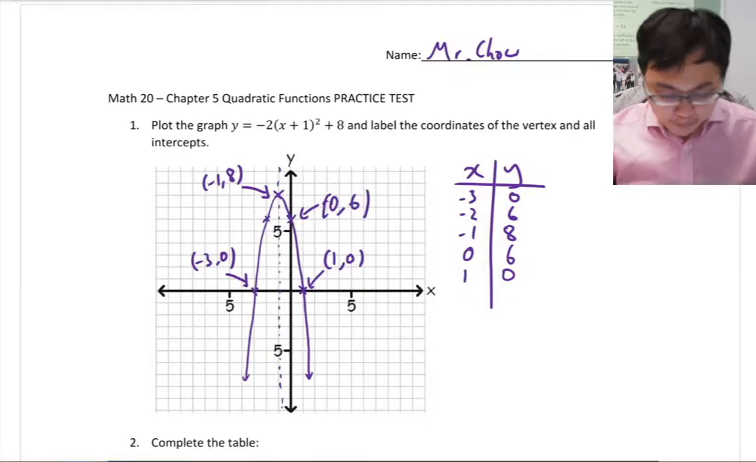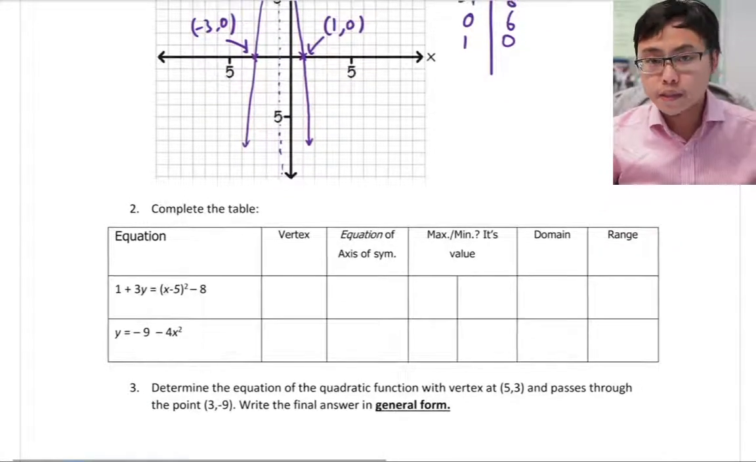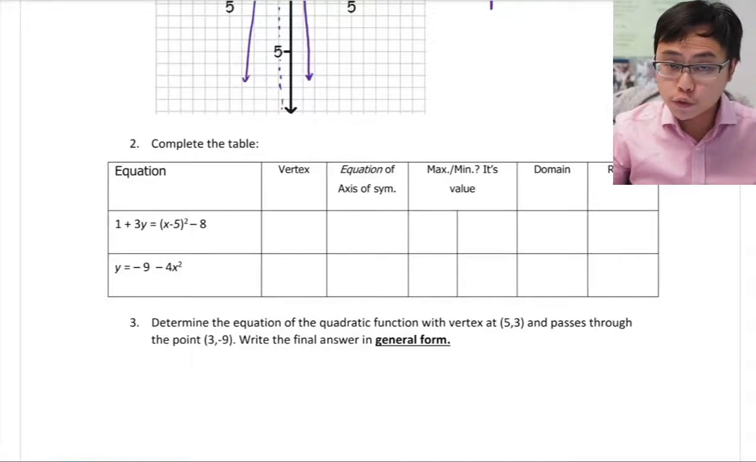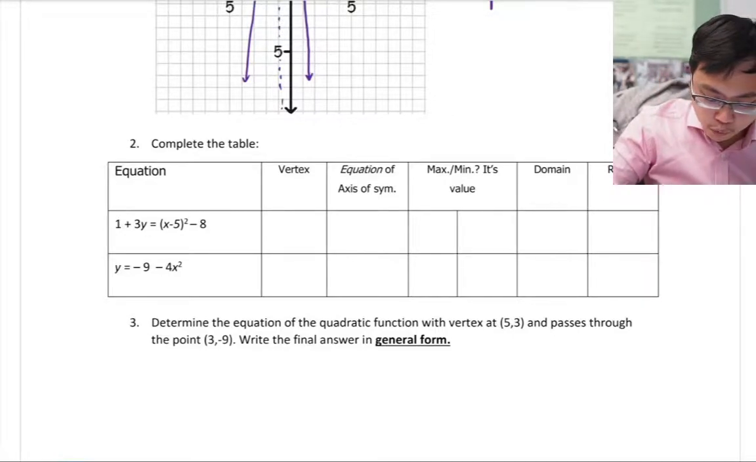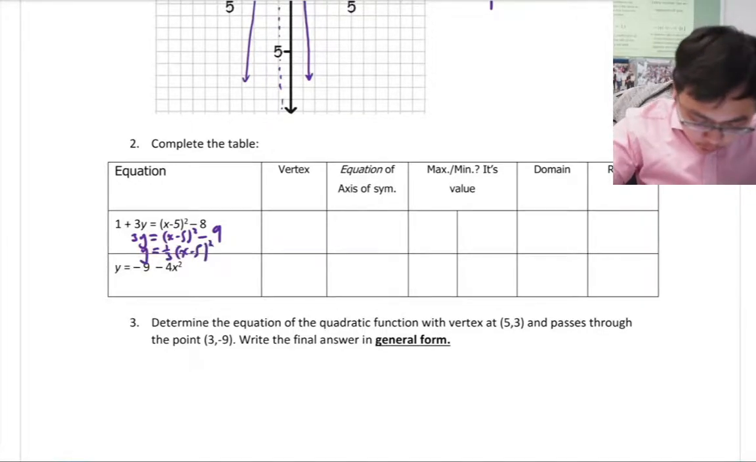Okay, so moving on to question 2, complete the table. So first of all, this is not in the form of y equals, because we have 3y, we have a 1 as well. So we need to move the 1 over first. So we have 3y is equal to (x - 5)² - 1 - 8, and -1 - 8 will be -9. And then we have to divide both sides by 3. So y is equal to 1/3 of (x - 5)² - 9 divided by 3, which is -3.